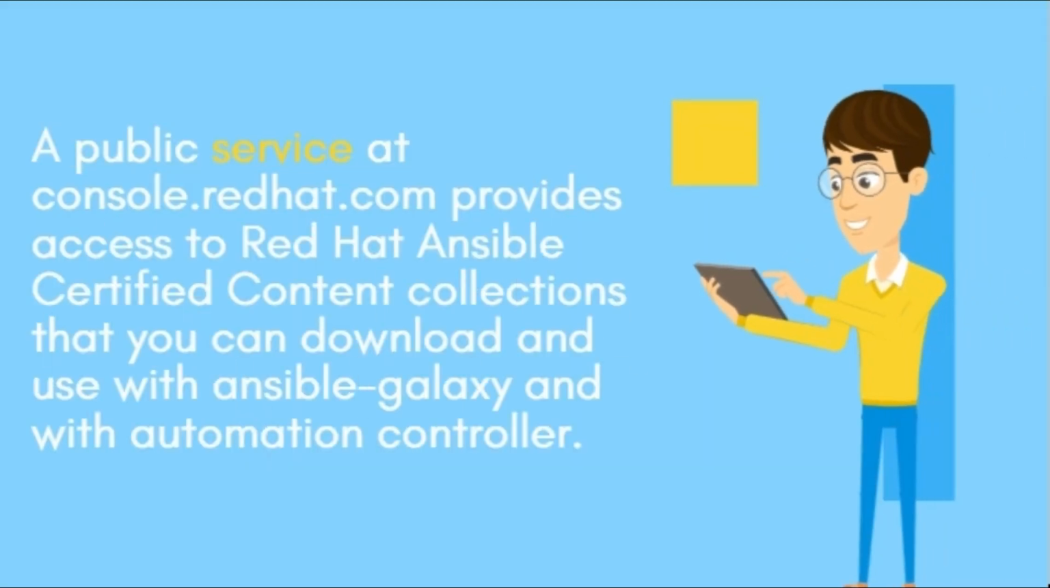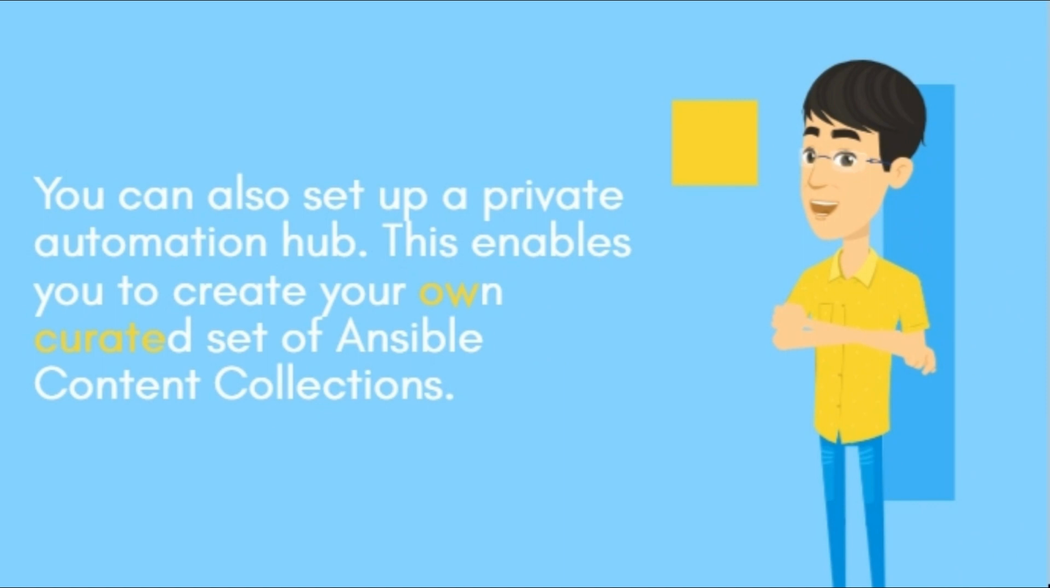Ansible Automation Hub. Ansible Automation Hub provides you with a way to manage and distribute automation content. A public service at console.redhat.com provides access to Red Hat Ansible certified content collections that you can download and use with Ansible Galaxy and with Automation Controller.